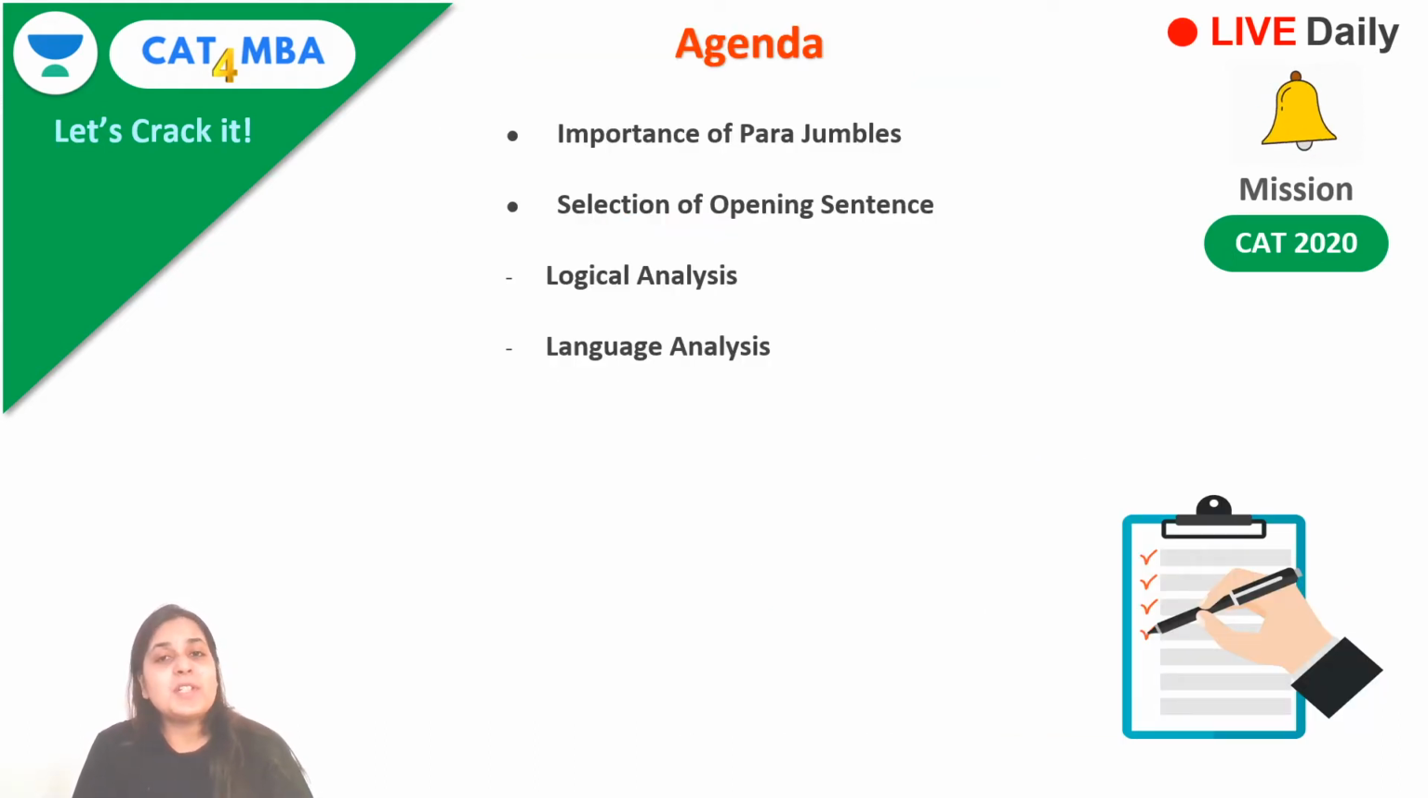Today's agenda, guys, first we'll discuss the importance of para jumbles after RC. I would say this area is the second most important area in terms of the number of questions and the number of marks associated with it. And we will be discussing selection of opening sentence based on two parameters. Which are the two parameters? One is logic analysis and the other one is language analysis. Guys, your logic or your common sense and your language, these are the two pillars on which the entire foundation of para jumbles, not just para jumbles, but the entire foundation of your VARC section is based on. So once you get this right, trust me, it's not at all difficult. It's very easy to ensure 100% accuracy. You just need the right guidance. And that is what I'm going to share with you.